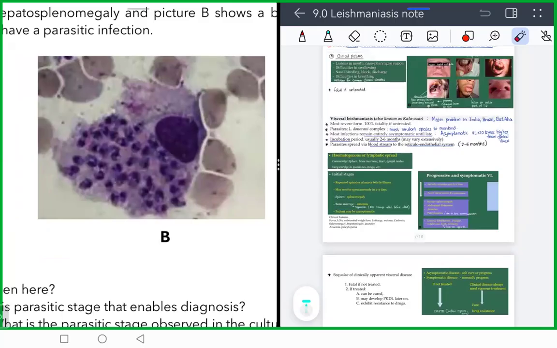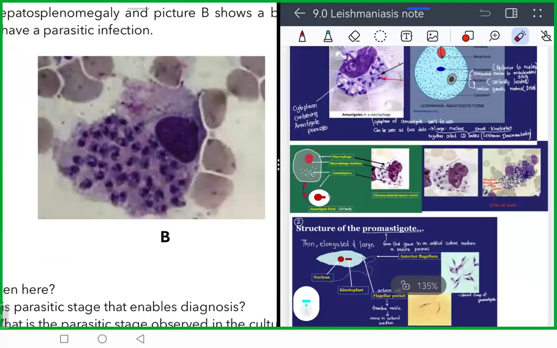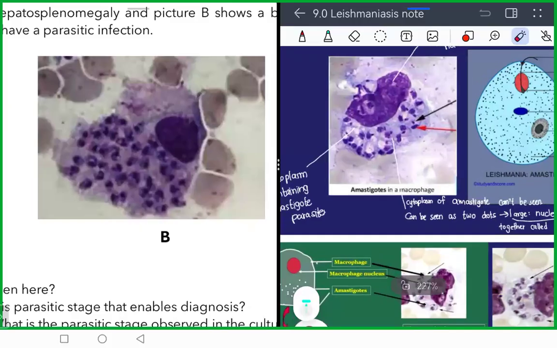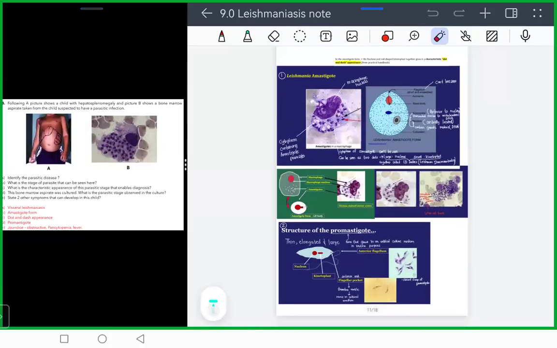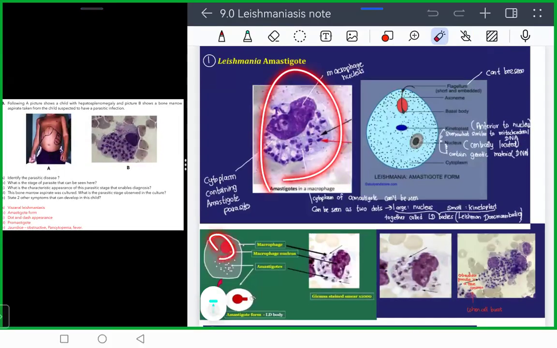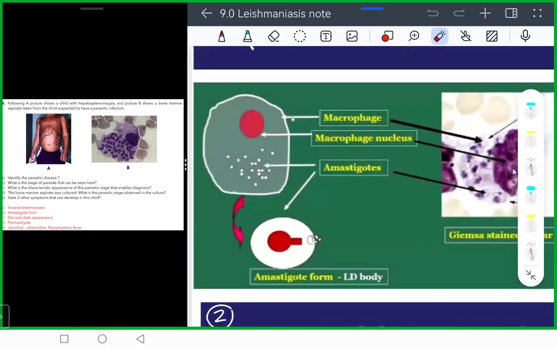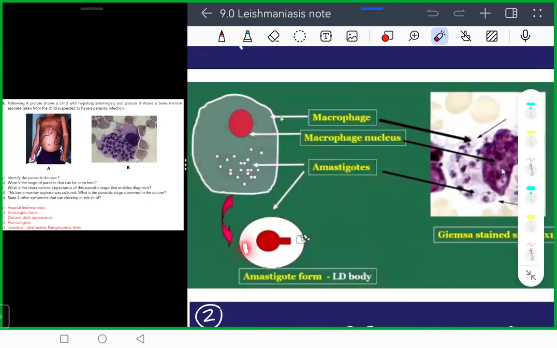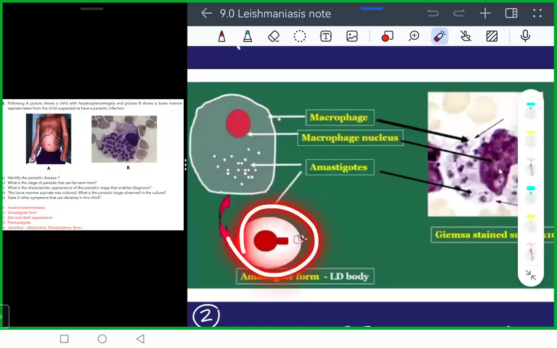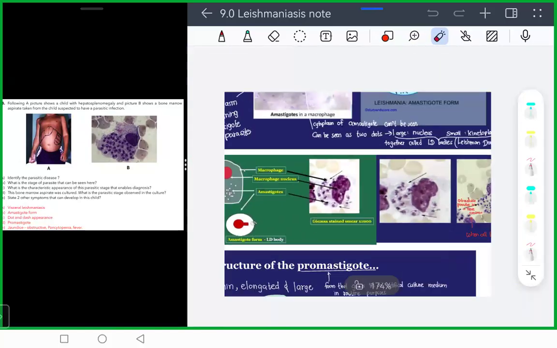Bone marrow is also part of the reticuloendothelial system, and inside the bone marrow we can see there are macrophages also. This is the picture of the macrophage, and this is the nucleus of the macrophage, and these small tiny structures we can see here are the amastigotes. If we enlarge this, in the amastigotes we can see the LD bodies, the Leishmania donovani bodies, which is also called the dot and dash appearance. This is from the GMSA stained smear from direct microscopy.